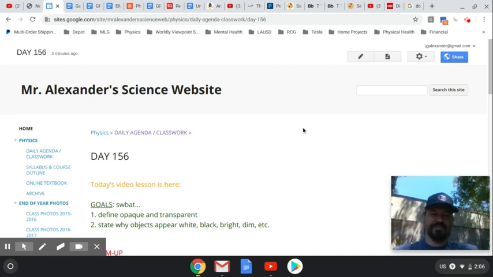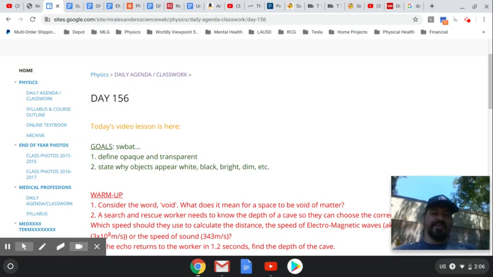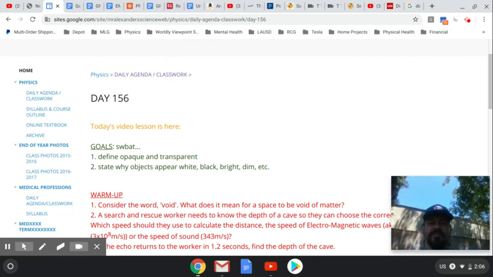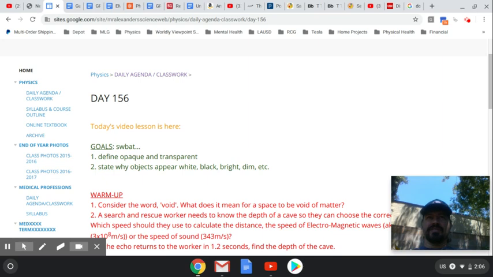So, two goals for today. We're going to look at opaque and transparent. Hopefully, two words you've heard of, but if you haven't, well, now you have, and we're going to define those today. Also, we're going to think about why it is that things appear different colors, why they're bright, why they're dim. Some good stuff. We're going to be covering color and light as part of our electricity and magnetism waves, or electromagnetic waves, I should say. Chunk of the waves unit.